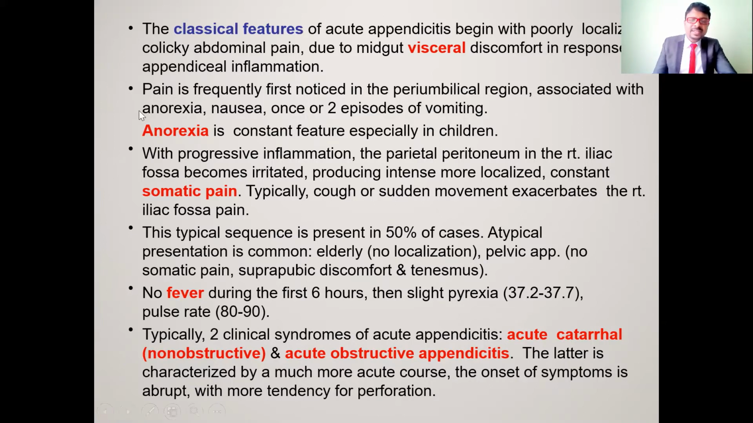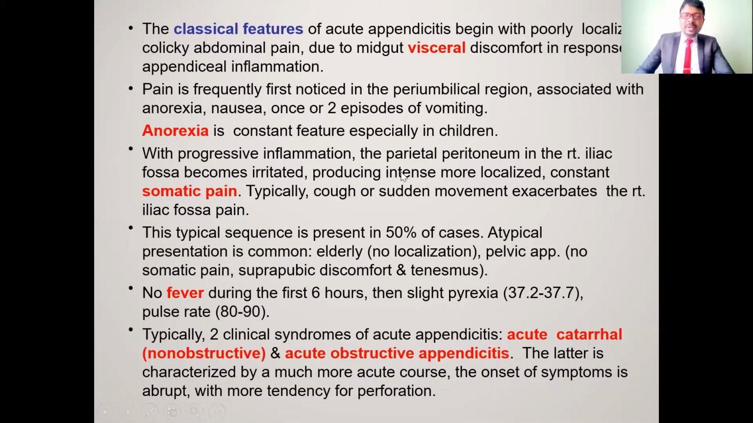Next, commonly seen is anorexia, which is a constant feature, especially in children. They're unable to take food because of the distension of the stomach, and they also feel tightness and spasm in the abdominal region. They may get severe abdominal pain. Because of these complications, they're unable to take food, so it may also lead to weight loss.